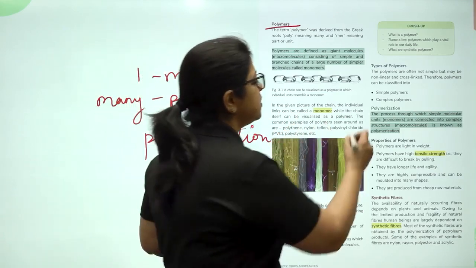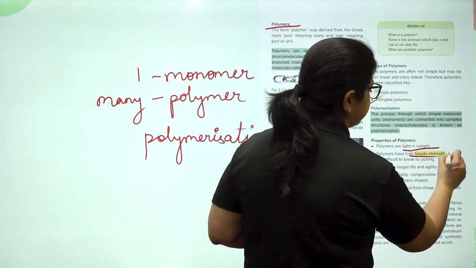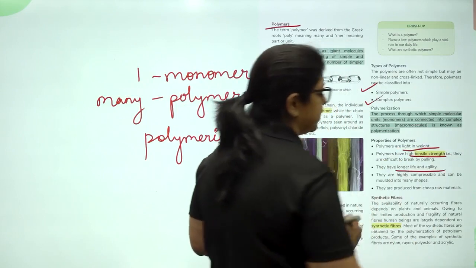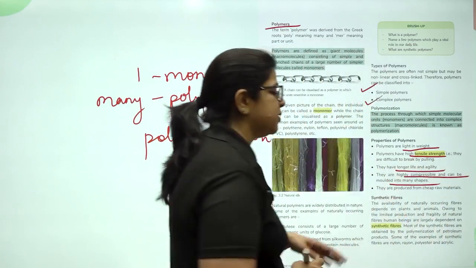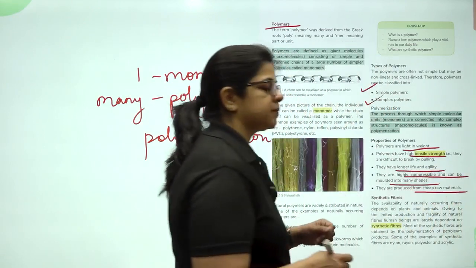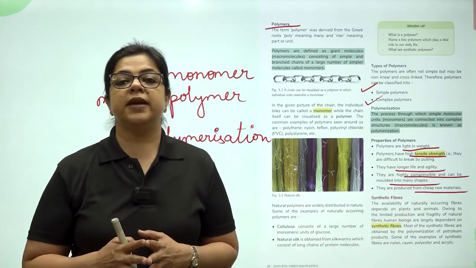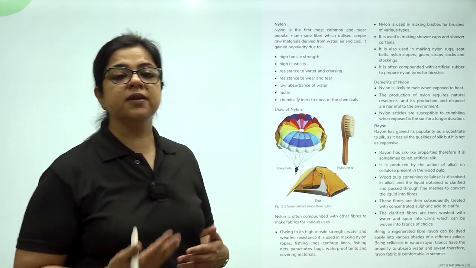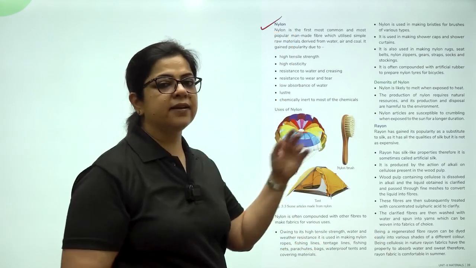Now, there are simple polymers and there are complex polymers. These polymers are light in weight, they are very strong, that means they have a high tensile strength, they have a longer life and agility. They are highly compressible. They can be molded into many shapes and they are produced using cheap raw material. Now these synthetic fibers are also polymers. They are also made by polymerization of some basic unit which is different for different synthetic fibers. Let us study about nylon and rayon first.